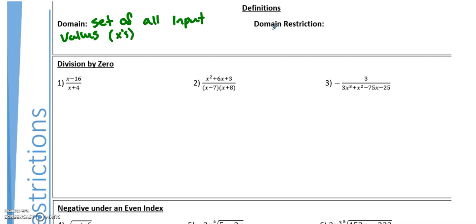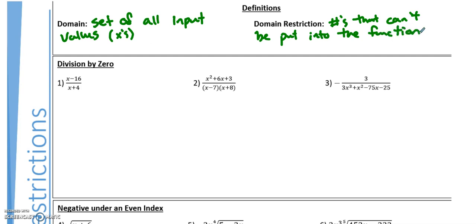At the same time, we'll talk about domain restrictions, which are numbers that can't be put into the function. And it can't be put into the function for a variety of reasons. We're going to talk mainly about different types of domain restrictions down below. And the key is that sometimes I'm going to talk about domain, sometimes I'm going to talk about domain restrictions, but I'm really getting at the same idea. I might talk about the numbers I can have, or I might talk about the numbers I can't have, but it means the same thing.